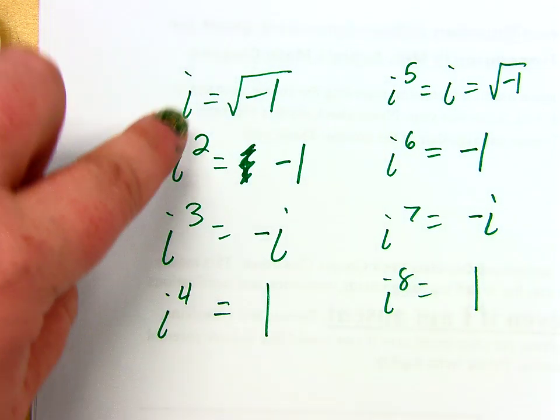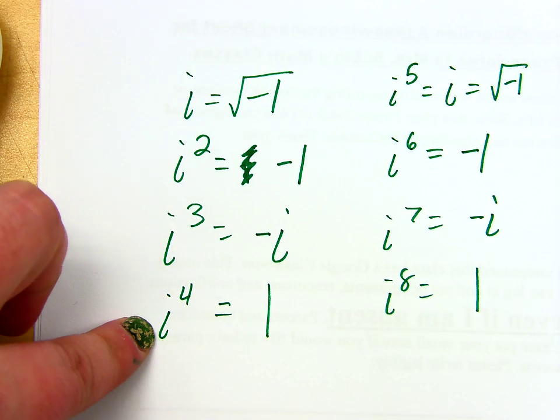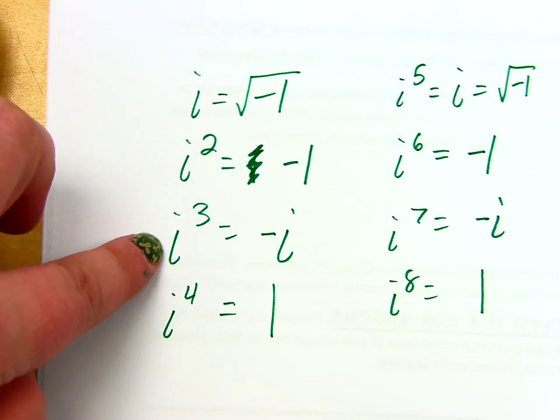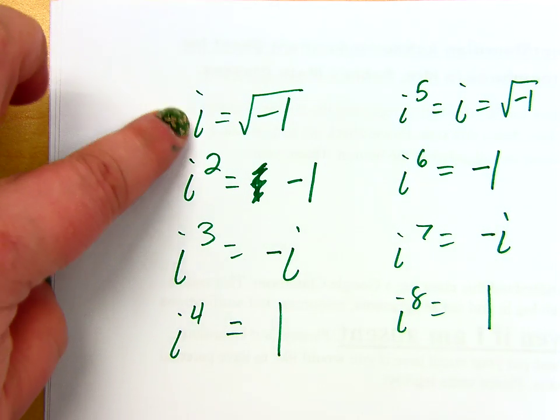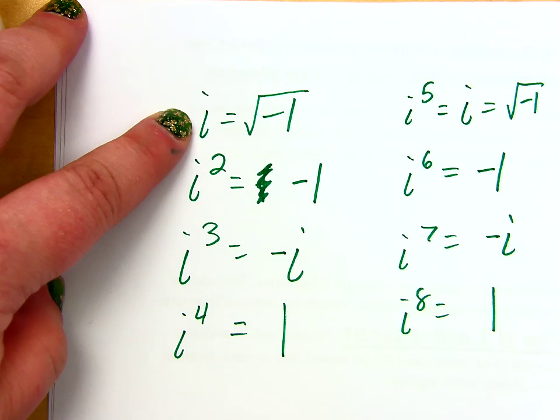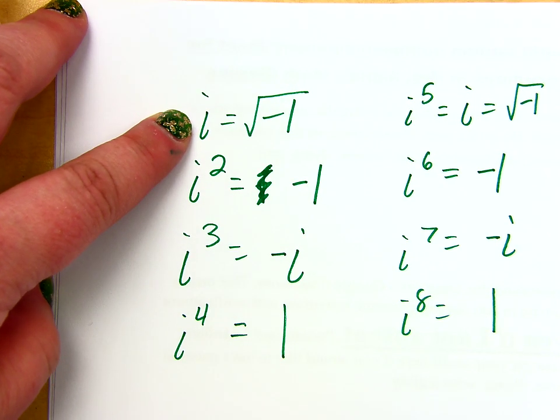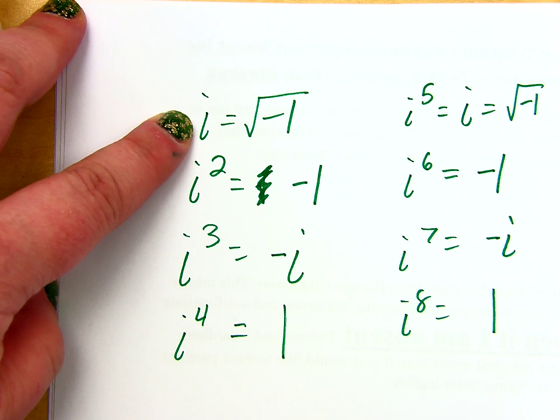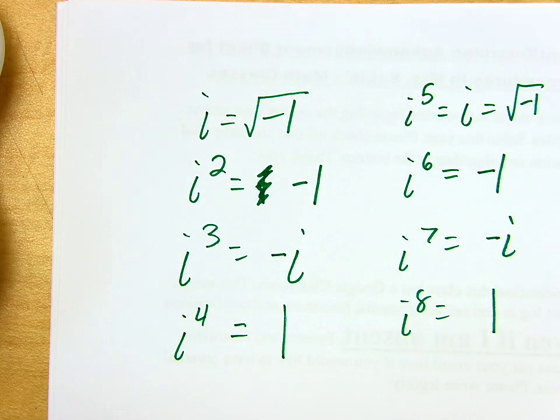Well, let's go back. Does this make sense, how we got these first four? Hopefully the first one makes sense because that's really a definition that we're setting. We're just saying i is equal to the square root of negative 1. Okay? We're setting that. Just like in physics, they set acceleration due to gravity. They just gave it a variable. Isn't it g, 9.8 meters per second squared?